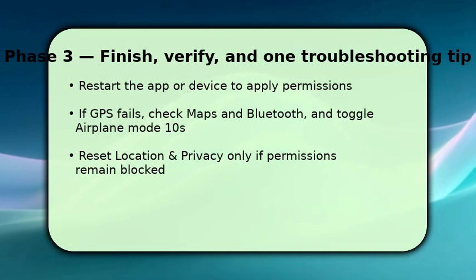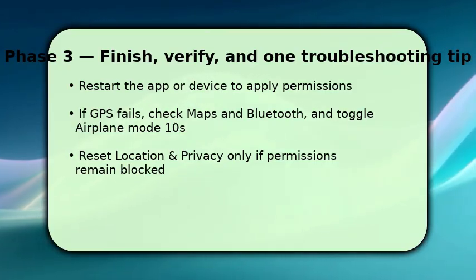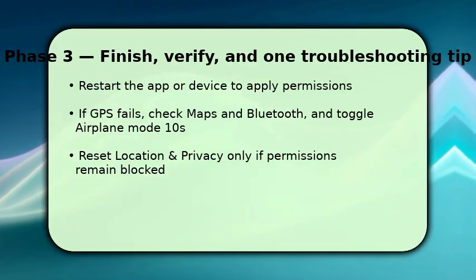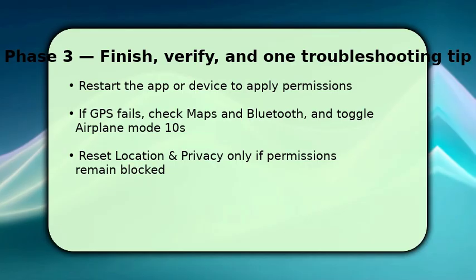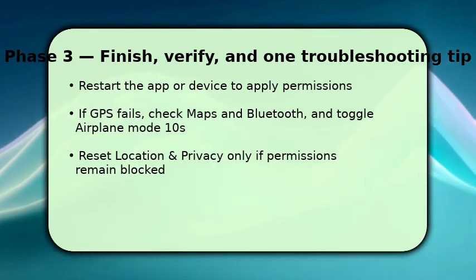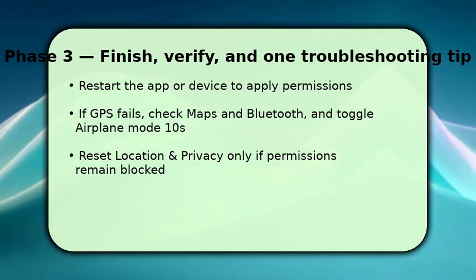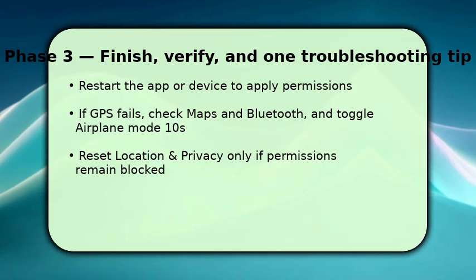Finish by validating changes. Close and reopen the app, and if needed, restart your iPhone so system services refresh. If location still fails, verify location services remains on, confirm cellular or Wi-Fi is active for assisted GPS, and try toggling airplane mode for 10 seconds to reset radios.